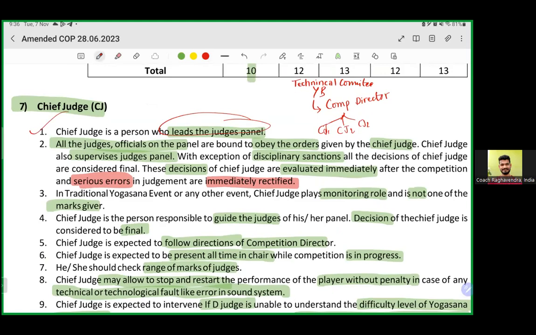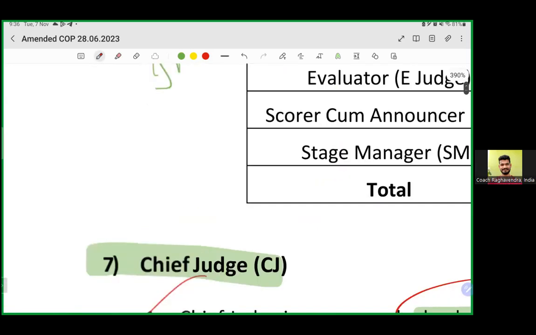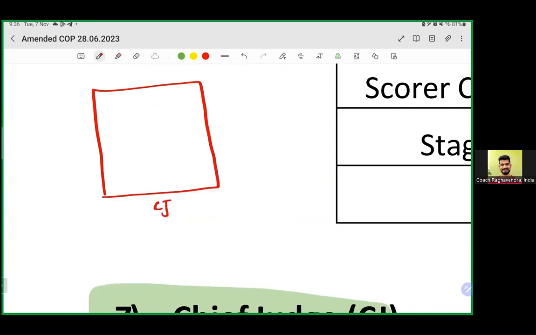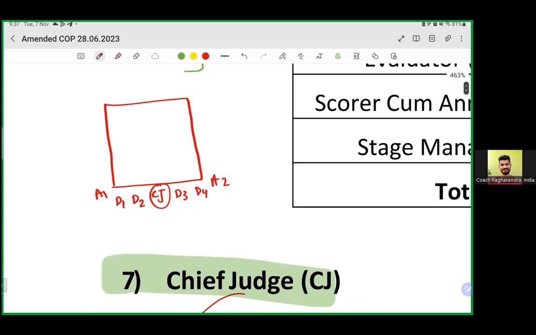Just a moment. If you see the judge panel, this is arena. Chief judge will be in the middle. Okay. And difficulty judges will be here D1, D2, D3, and D4. Artistic judge 1, artistic judge 2. Okay. So this is for just a brief understanding.